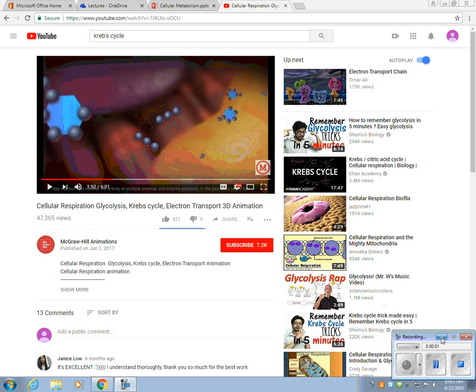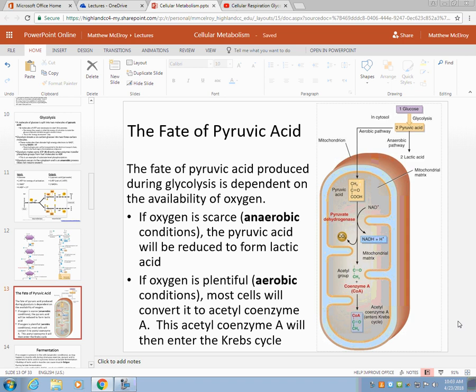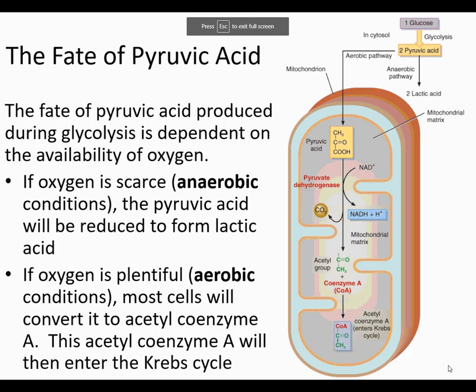So, what happens once we form that pyruvic acid? It's dependent upon the state of the cell, and by that I mean it relates to whether there's oxygen or not. If oxygen is scarce, and this can happen, we will go through what's called anaerobic fermentation, where we take pyruvic acid and we reduce it to form lactic acid.